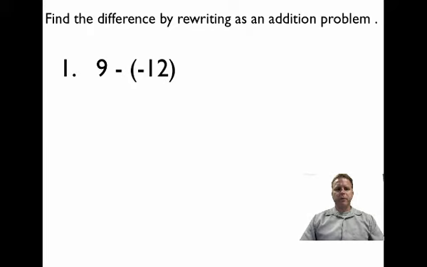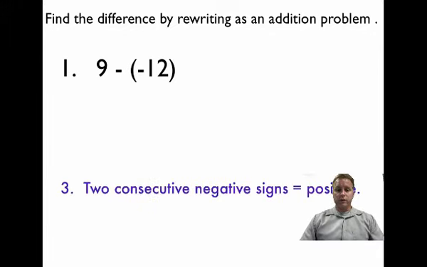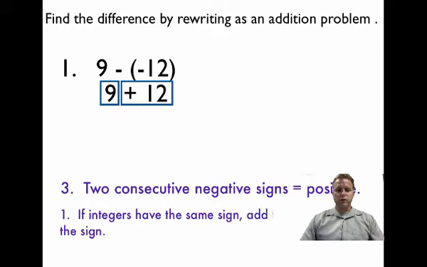Problem number 1. 9 minus -12. Let's put our boxes and our circles in. So we have 2 consecutive negative signs. We'll make that into a positive. So we have a blue box and another blue box. And that takes us to our first rule. If the integers have the same sign, add them and keep the sign. So we get 21.